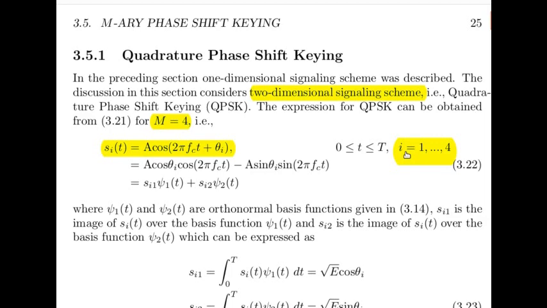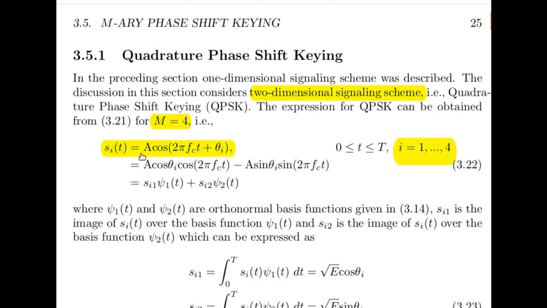And you can see from this expression that i varies from 1 to 4. So if you substitute i equals 1 here, it will be A cos of 2 pi fct plus theta 1. Similarly for i equals 2, it will be s2 of t, your second signal, which differs from the first one by theta 2. Similarly, s3 has theta 3, and for s4 you have A cos of 2 pi fct plus theta 4. All four signals differ only by their angles. This is the phase difference between these different signals, or M unique symbols. So in QPSK we have 4 unique symbols or signals for transmission.